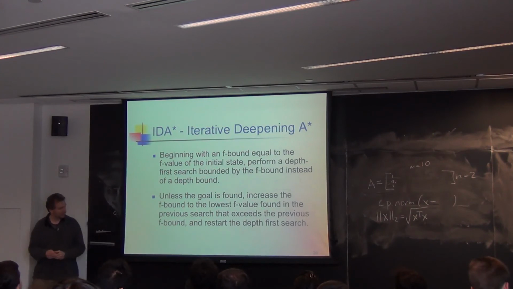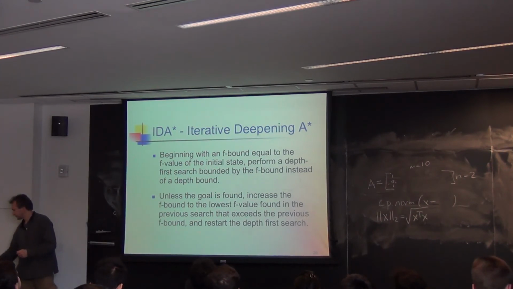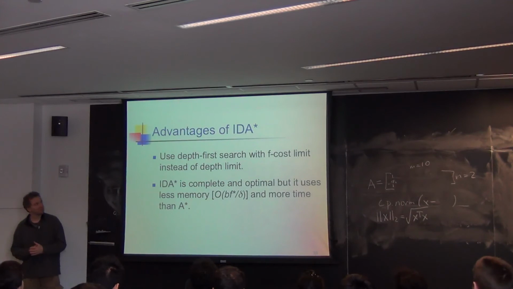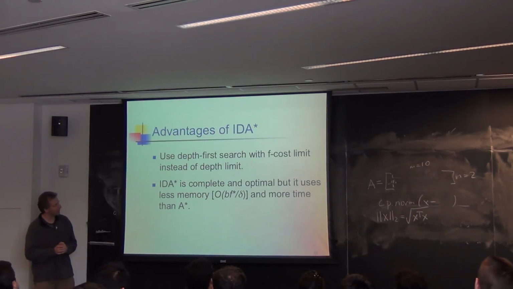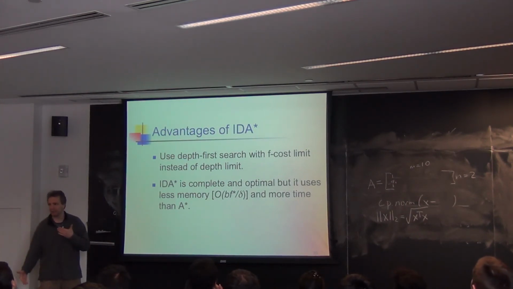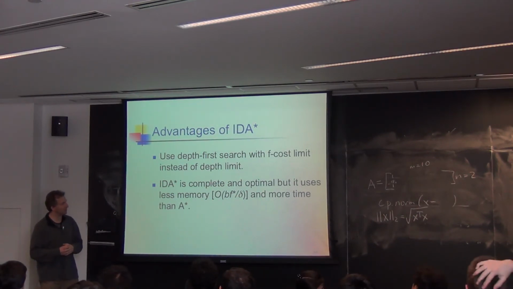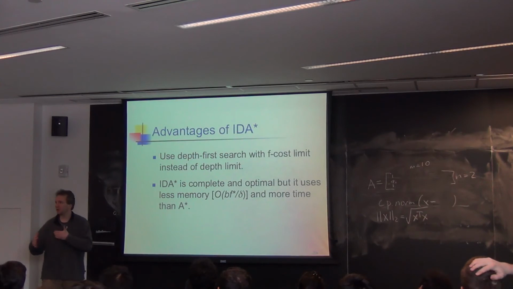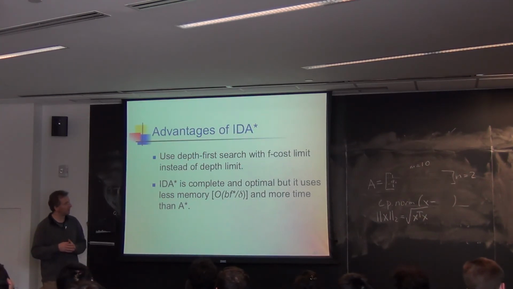Each search extends the previous bound, right? So that has the advantage that you're using this depth first search with the f cost limit instead of a depth limit, not keeping all the nodes in memory. The disadvantage is that you have to re-expand all these nodes all the time. So it's less efficient in that way, but it uses less space.